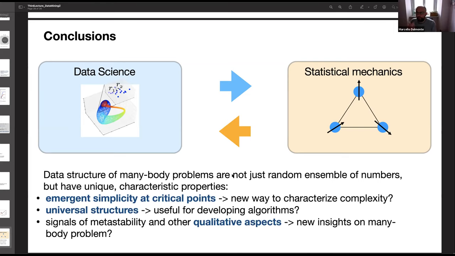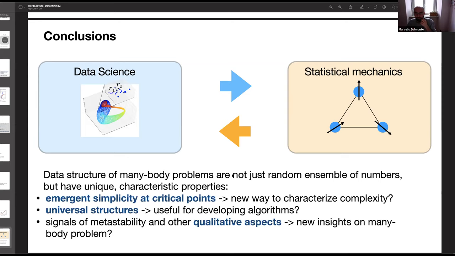And this might be useful in the future if we want to understand many body systems, for instance, developing new algorithms that leverage the fact that we don't have to search for our physical properties in a messy data space, but we know how to constrain that to a universal one. And what is also interesting, maybe at a more qualitative level, and this still needs to be developed, especially in the quantum mechanical case, is that data structures also have qualitative signatures of physical behavior. We have seen one example, which is metastability in first order phase transitions. And there can be others that we just do not know because we have not studied them so far.